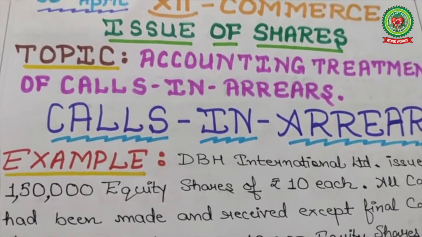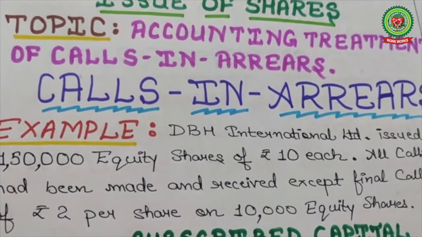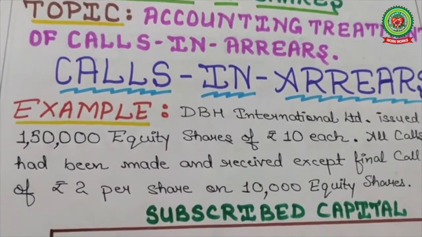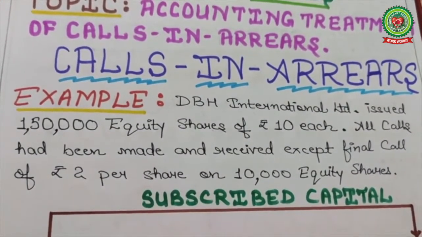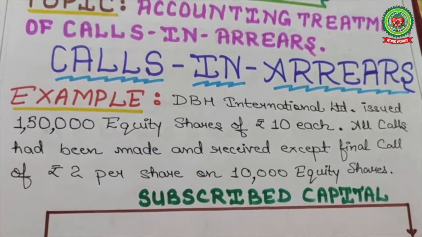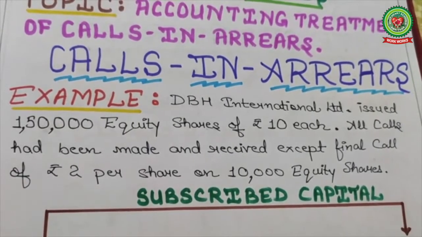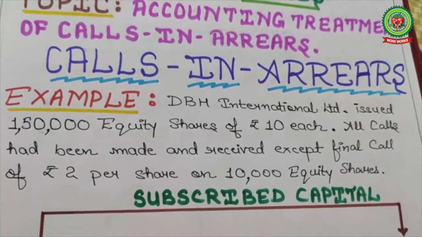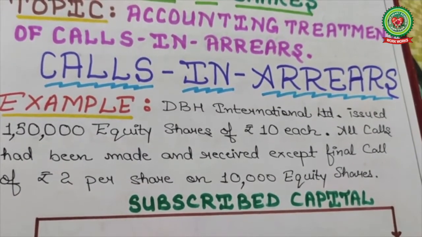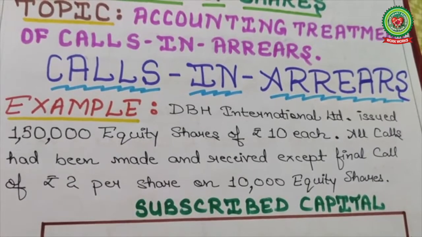Now my today's topic is issue of shares, accounting treatment of calls in arrears. First of all, I already discussed in my previous lectures what calls in arrears is. Again, see with the help of one example. DBH International Limited issued 1,50,000 equity shares of 10 each. All the calls had been made and received except the final call of rupees 2 per share on 10,000 equity shares. So the number of shares is 1,50,000 at 10 per share, issued by DBH International company. Here the problem is 10,000 equity shares on which rupees 2 is not yet received.